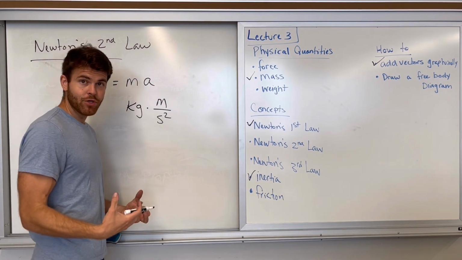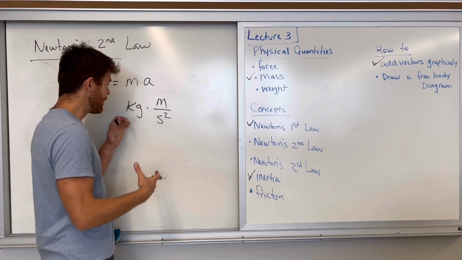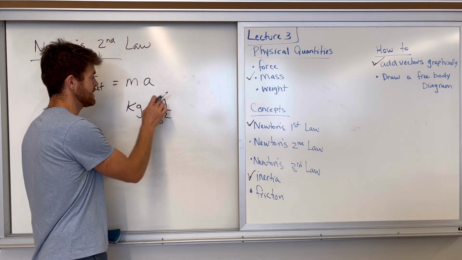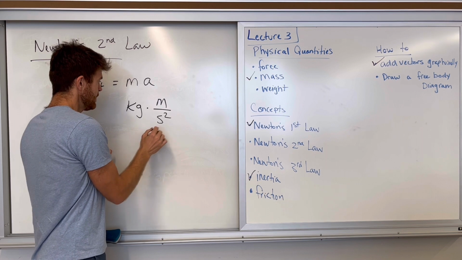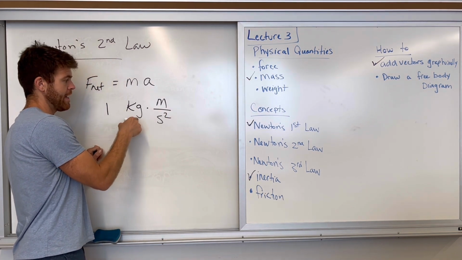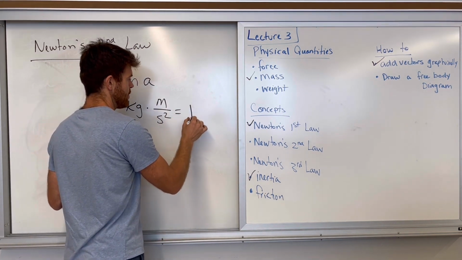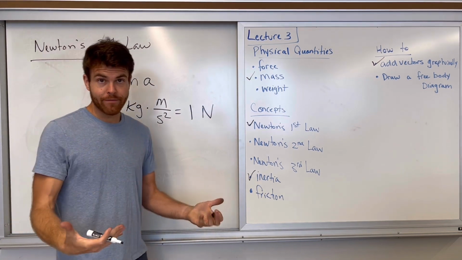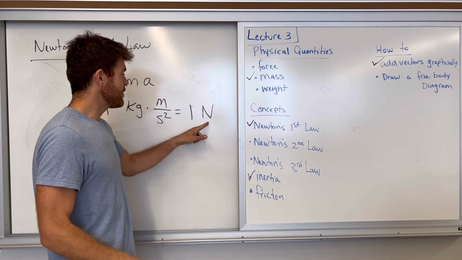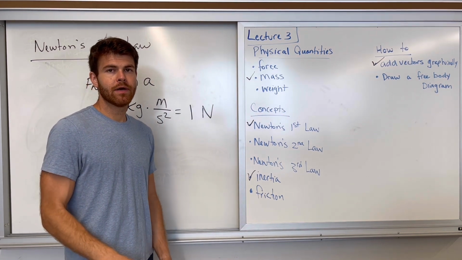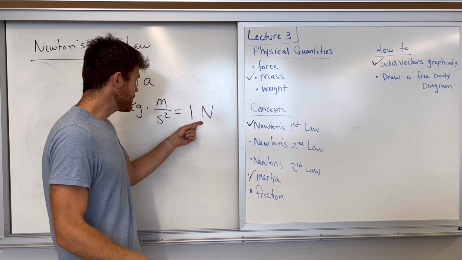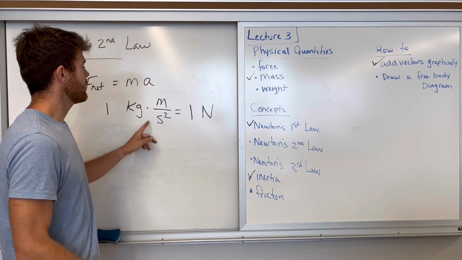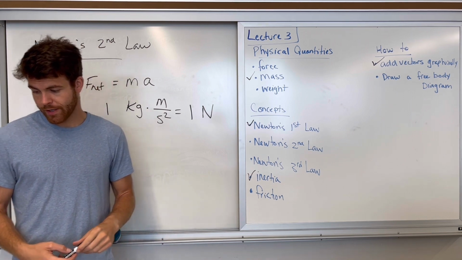It's a derived unit. Remember, a derived unit is a unit that is a combination of fundamental units, in this case mass, distance, and time. 1 kilogram meter per second squared is known as 1 Newton. 1 Newton, named after Isaac Newton, and we use a capital N to abbreviate the units of newtons. So newtons are the units of force, and 1 Newton is 1 kilogram meter per second squared.